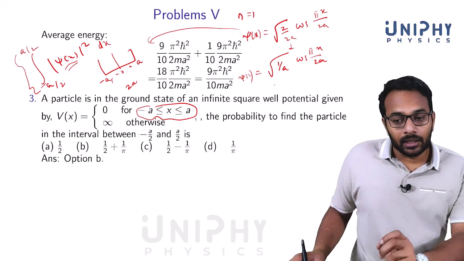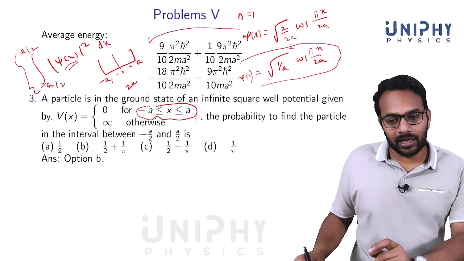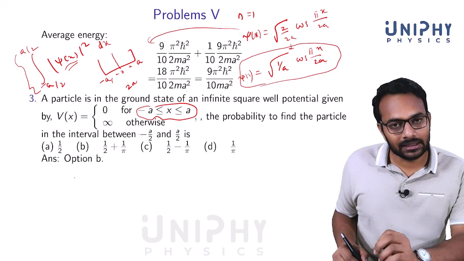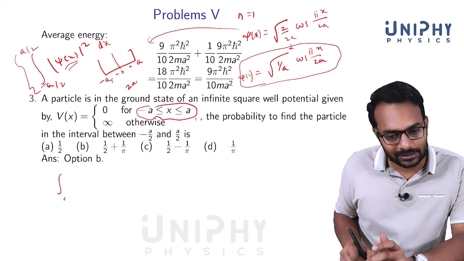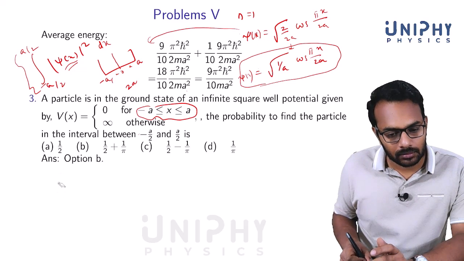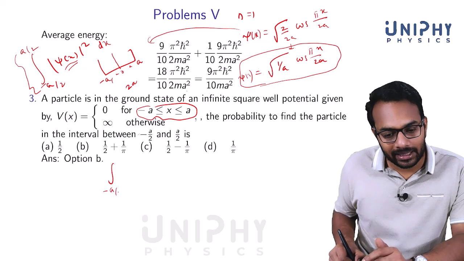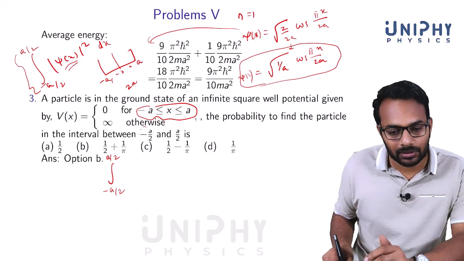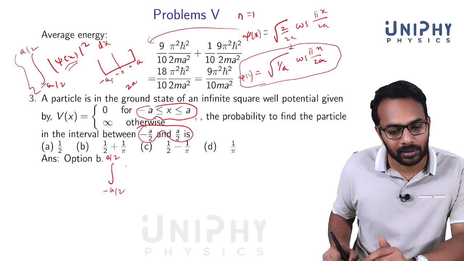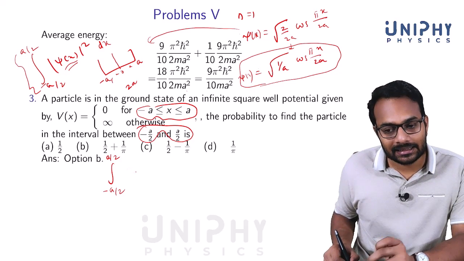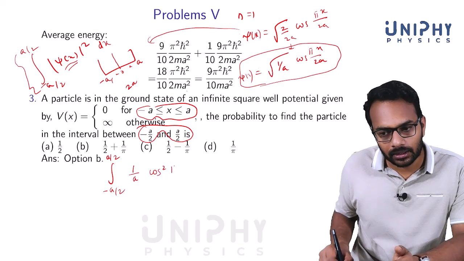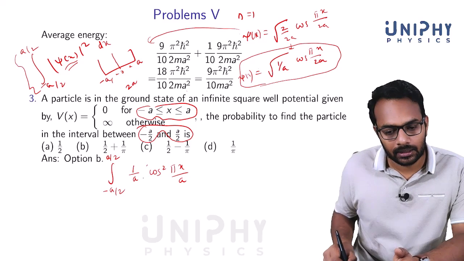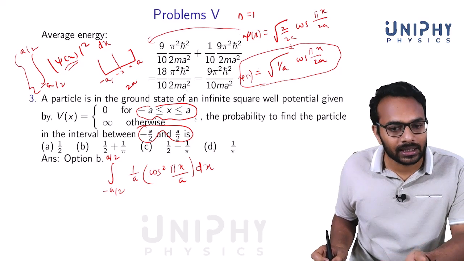Now once you have the wave function, this we find from what's given in the question. Once we find the wave function, it's child's play to find the probability. We are asked to find the probability between the region minus a by 2 and a by 2. So it's integral from minus a by 2 to a by 2 of psi star psi dx. In this case psi star psi is 1 by a cos square pi x by 2a dx. You just have to integrate this and you will get the answer.